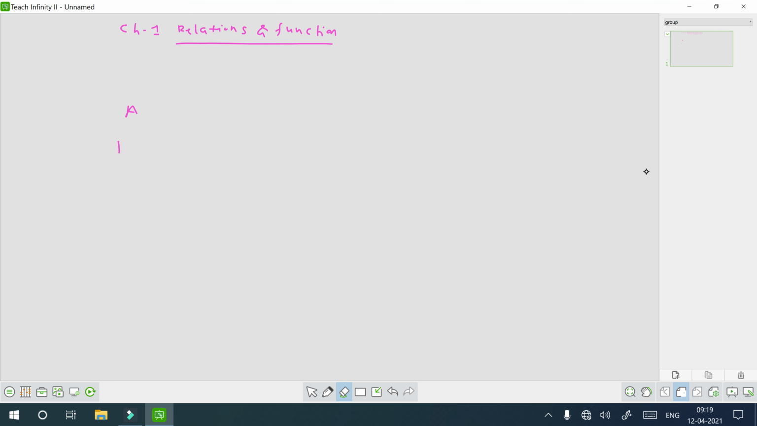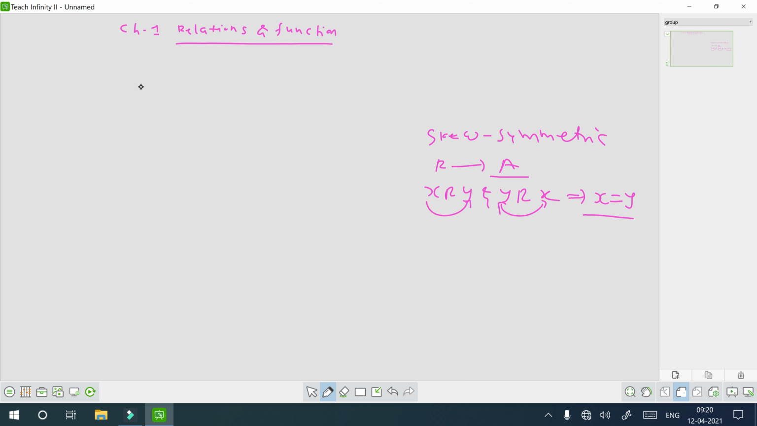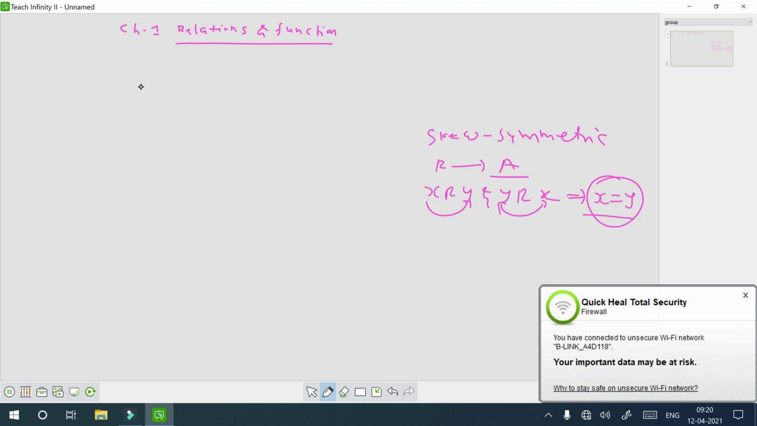Now one more relation is there, that is skew-symmetric relation. We already discussed it in the first lecture, but I would like to recall all the standard forms as well as all the definitions. Now see, suppose R is any relation on set A. If (x, y) and (y, x) are given to us, implies x is equal to y. That means x is related with y and y is also related with x, then we can say that x is equal to y. In that case, that relation is a skew-symmetric relation.